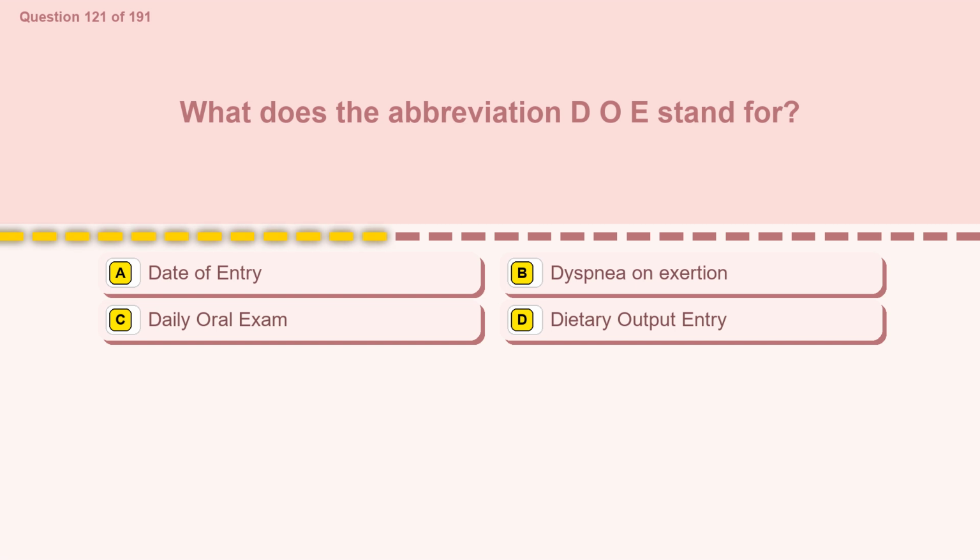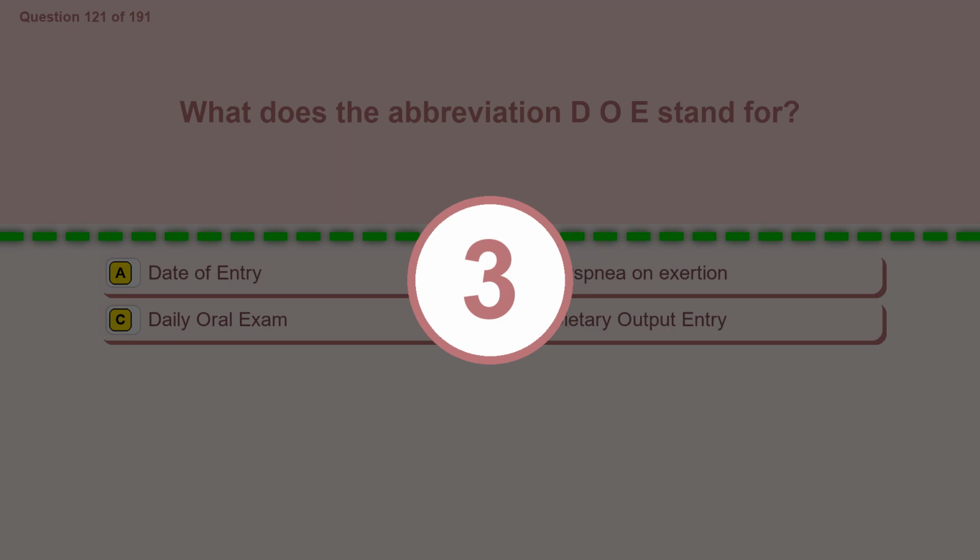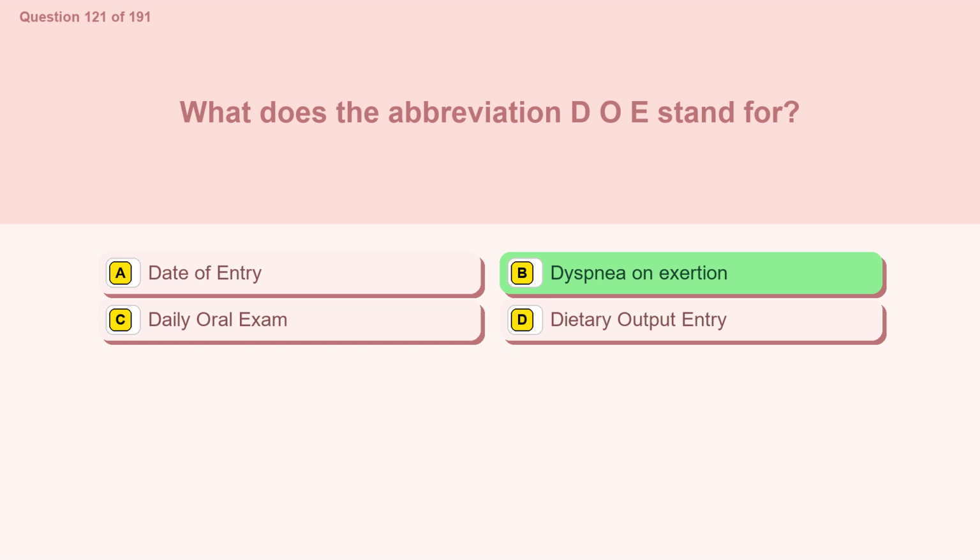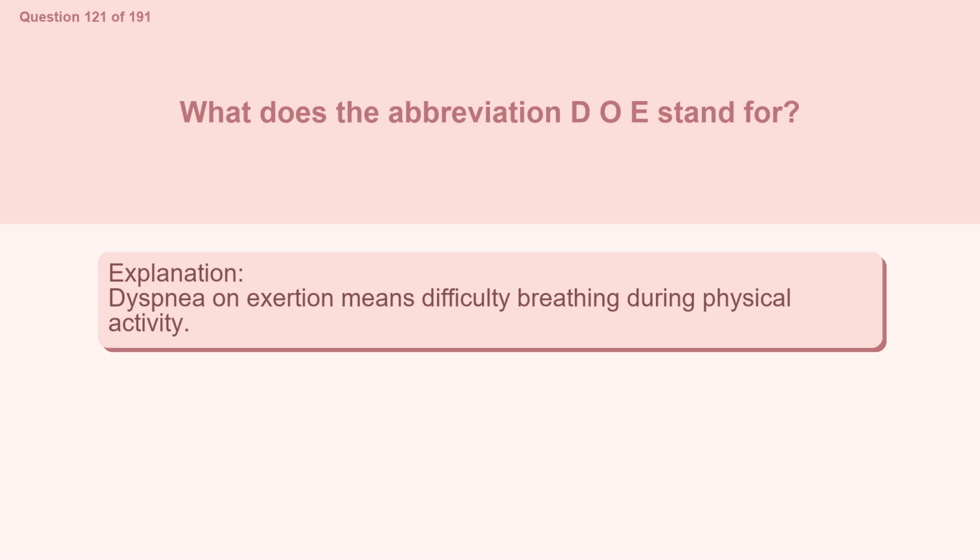Option A, date of entry. Option B, dyspnea on exertion. Option C, daily oral exam. Option D, dietary output entry. The correct answer is option B, dyspnea on exertion. Dyspnea on exertion means difficulty breathing during physical activity.